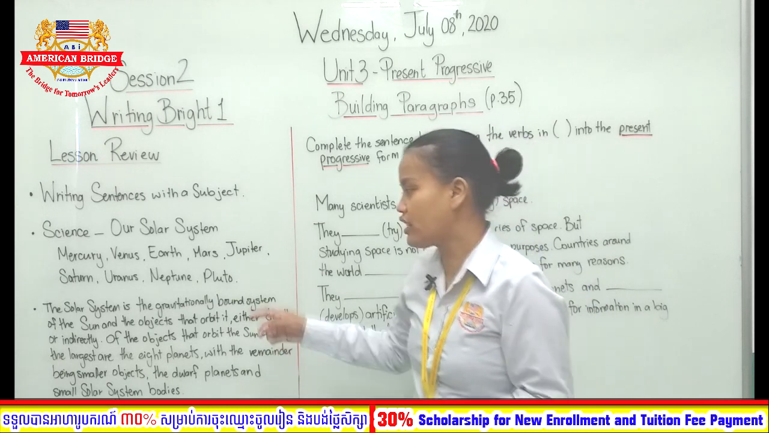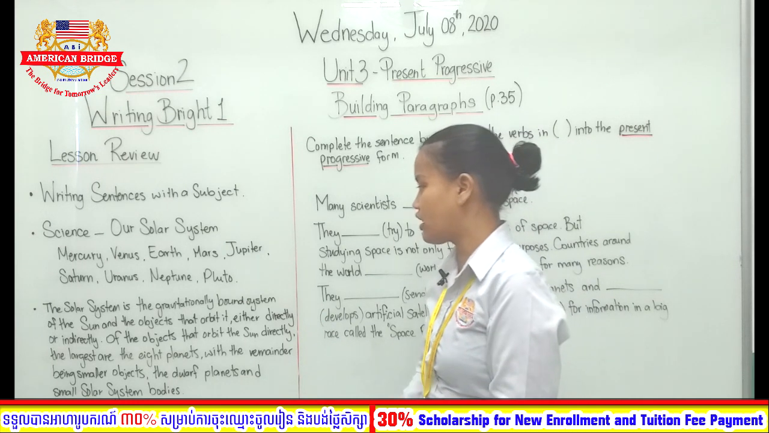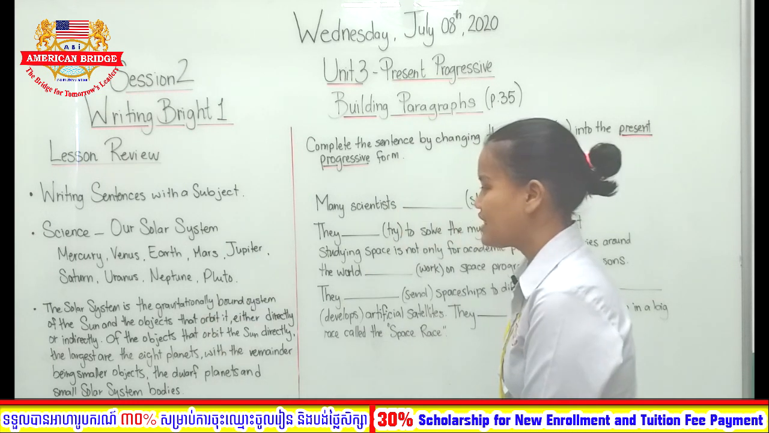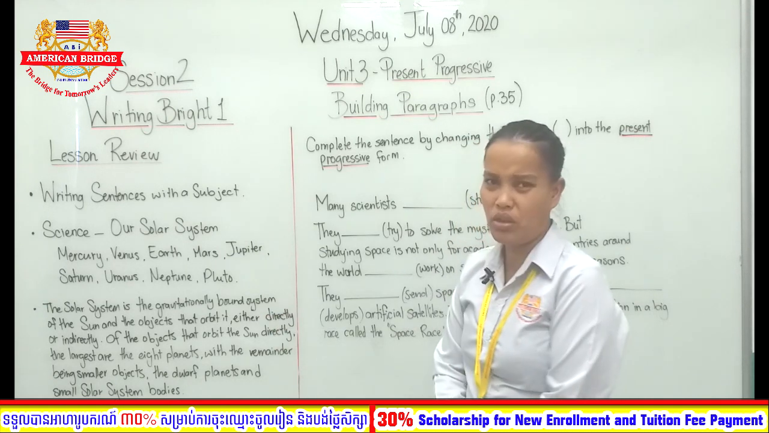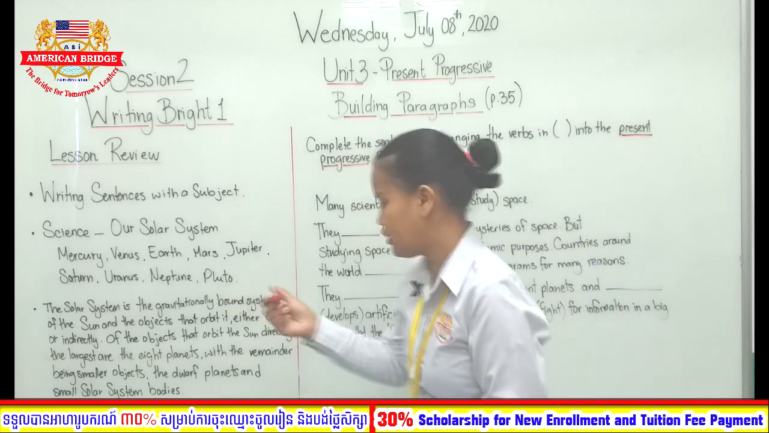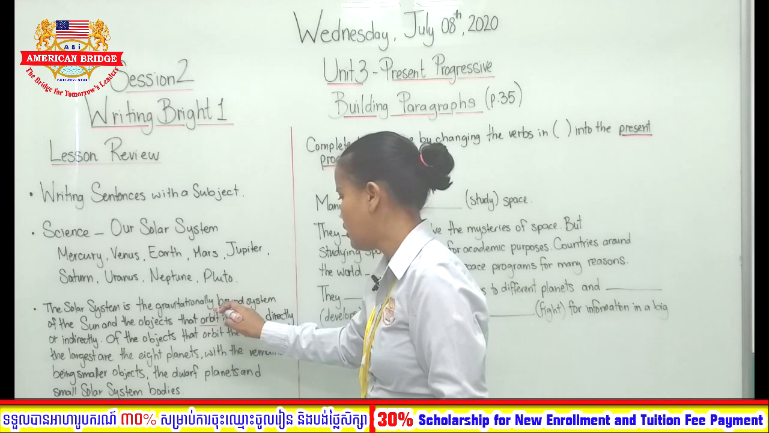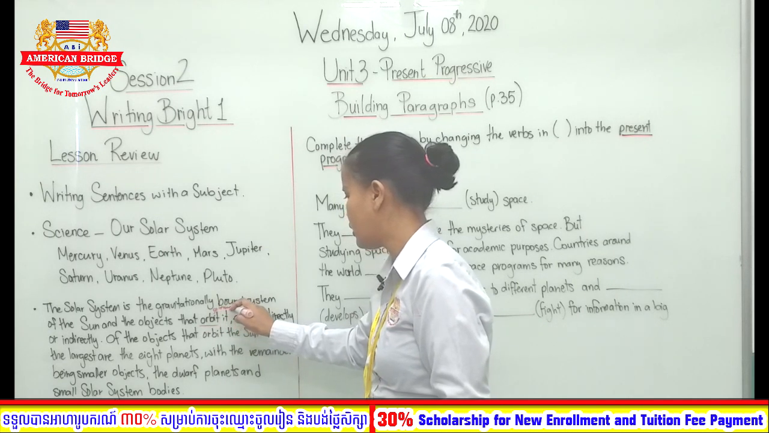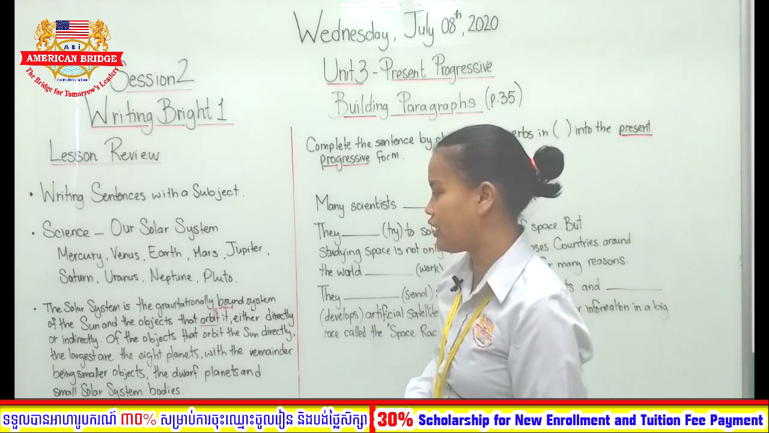Okay, and we also did the definition of the solar system as well. Now, the solar system is the gravitationally bound system of the sun and the objects that orbit it. Remember what the word orbit means? Orbits mean to go around, okay? Go or turn around. Orbited either directly or indirectly.